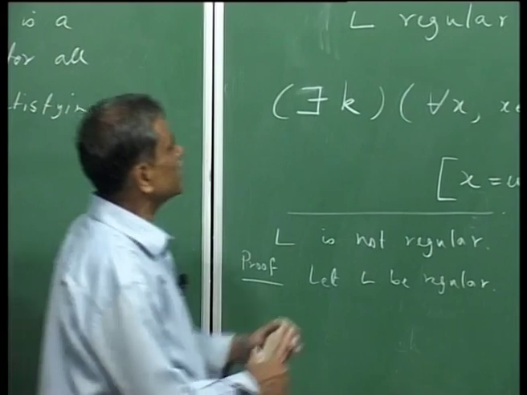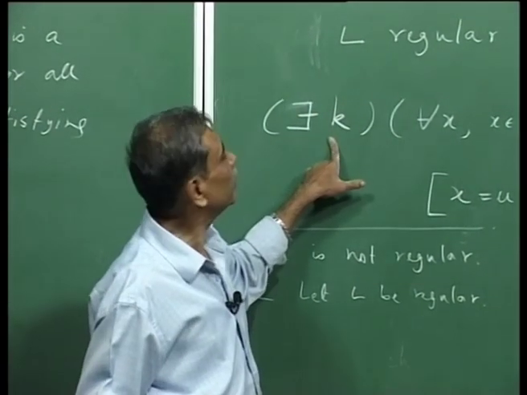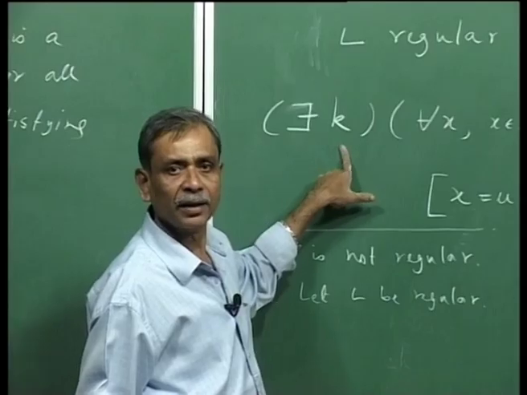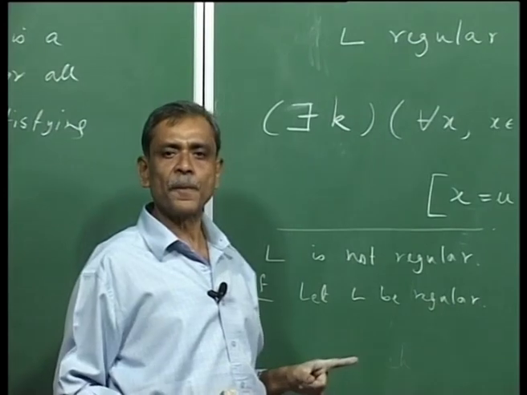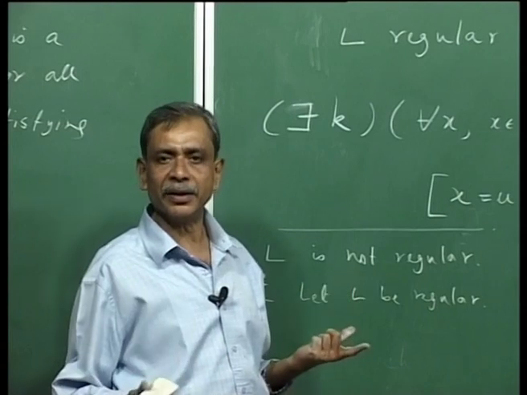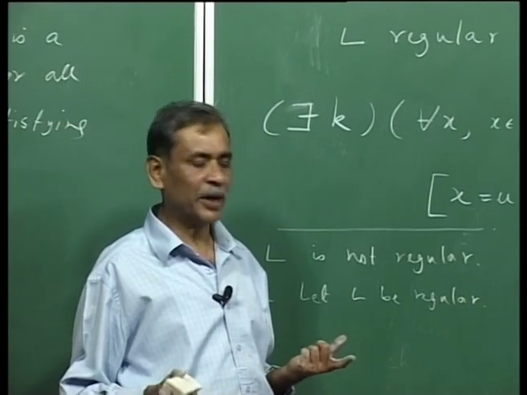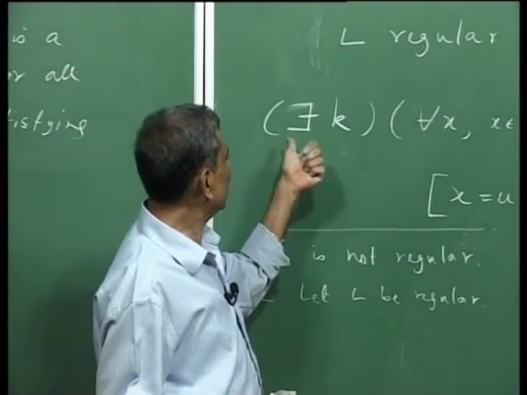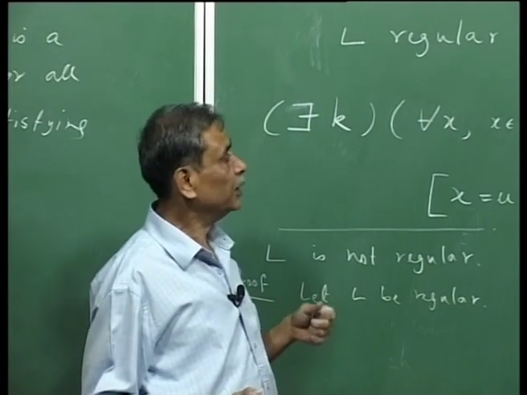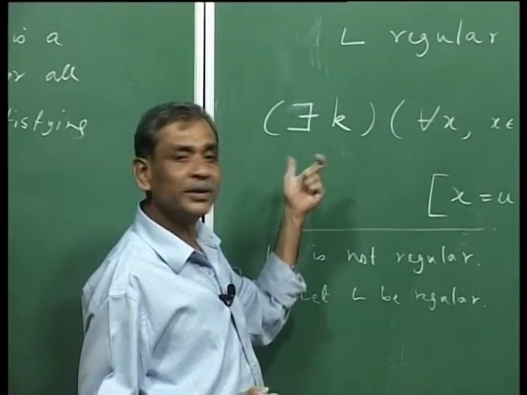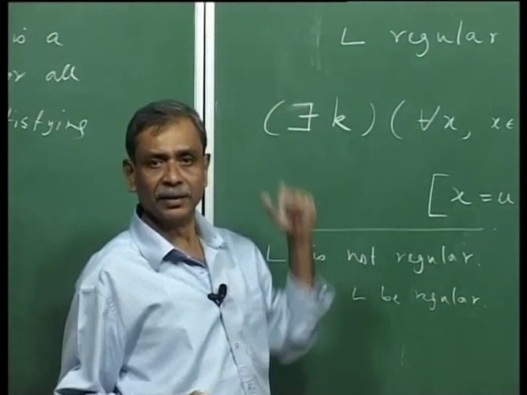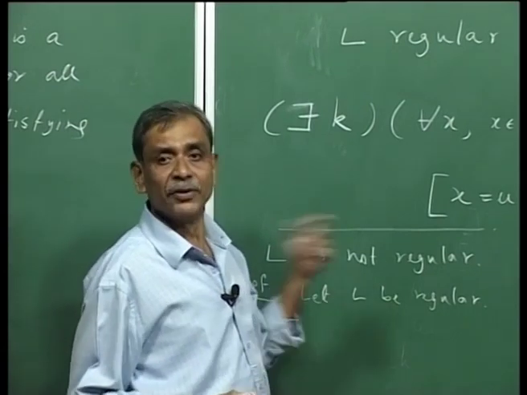The moment you say L is regular, then this statement is true, and that statement says there is a k. Now, in my proof, can I say, for example, that k is 593? I can't do that. Why? Because this is not in the hand of the prover. There is this k, therefore my proof should be ready to use any k which is given to me.